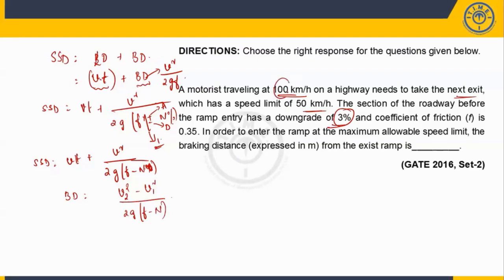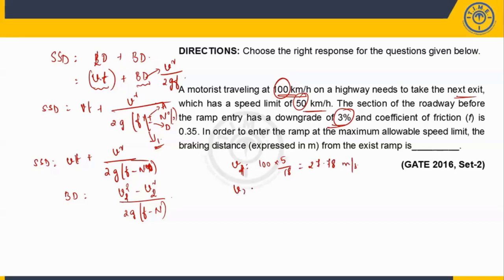Now, initially, you need to convert this 100 kmph to meter per second, 50 kmph to meter per second. For the conversion, multiply it with 5 by 18. Or else let's take it V1 square minus V2 square. V1 is initial, V2 is final. V1 is 100 into 5 by 18. How much is it? 27.78 meter per second.